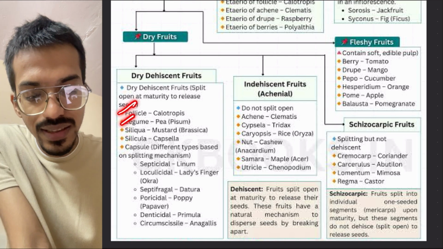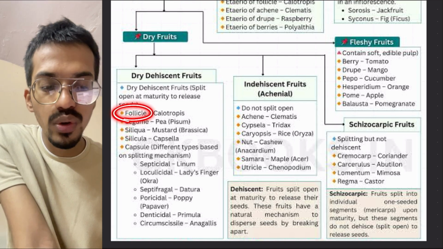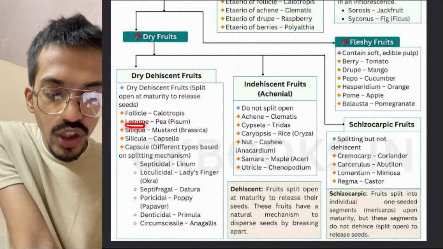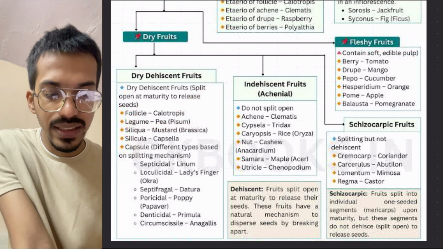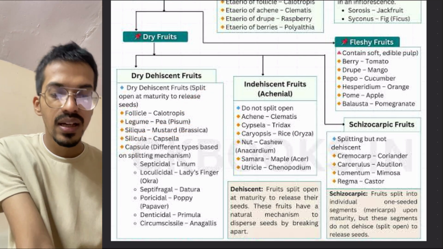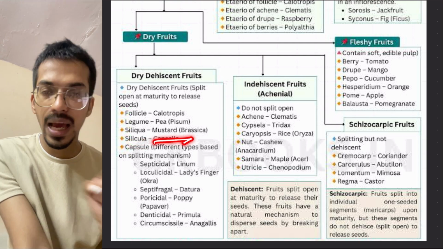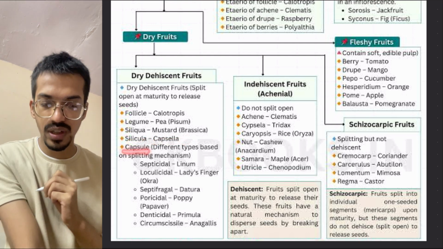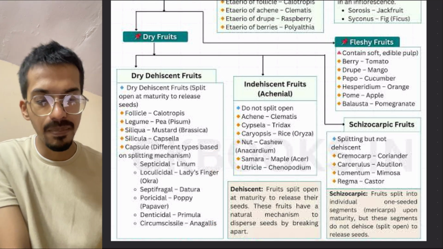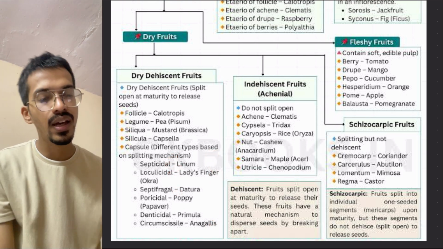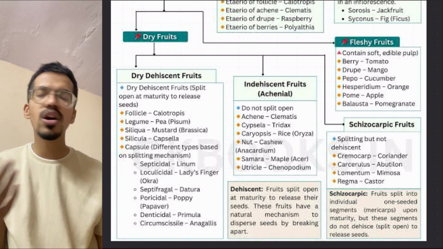So we have these types. Follicle, that is calotropis. Legume, that is pea. These are the types and these are the examples. Then siliqua, mustard. Silicula and capsule are similar kinds, and their mechanisms are different. Okay, then indehiscent fruits means those which do not open up.